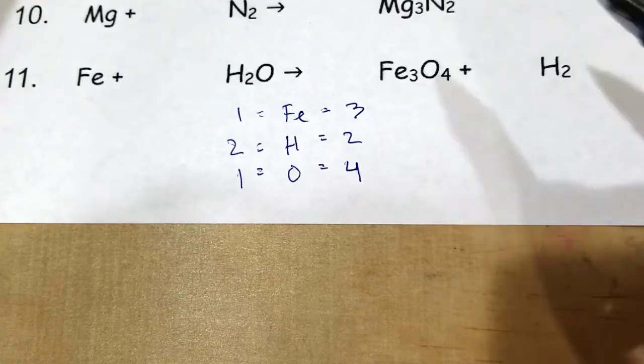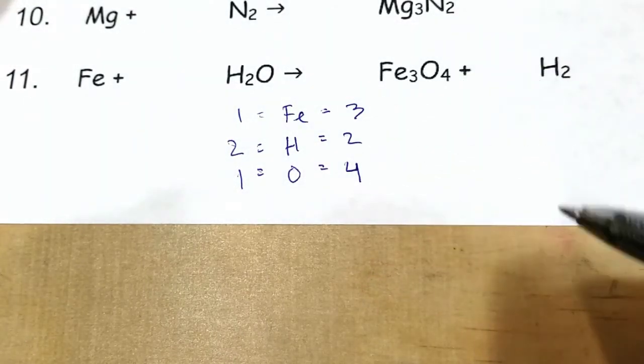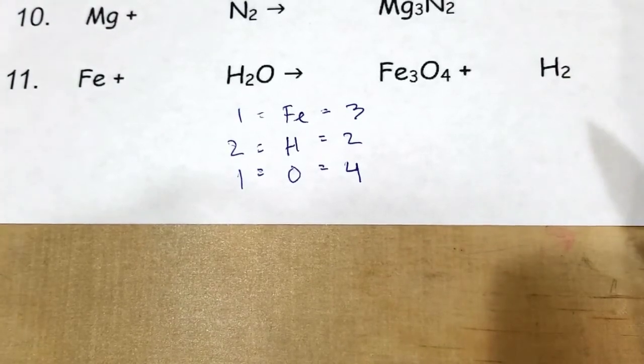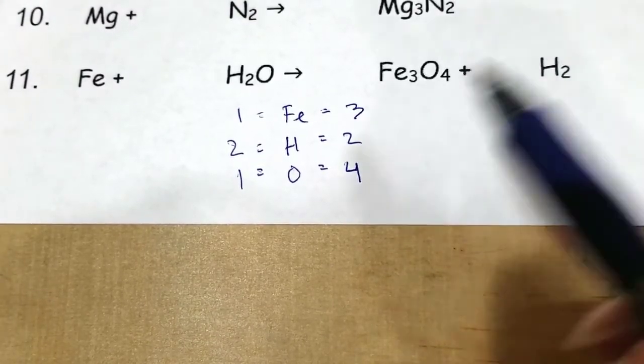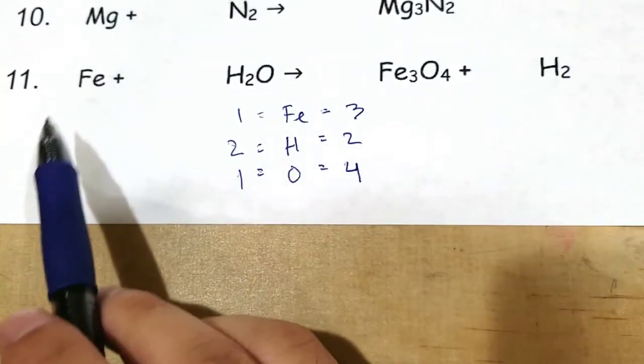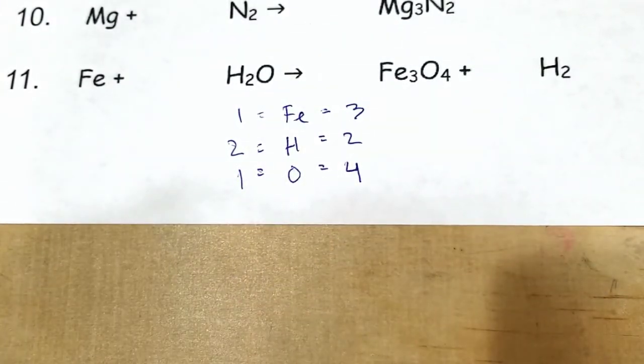So you can pick any of them. You can start with Fe or you can start with oxygen. That's totally your choice. I always recommend going for the larger formula. So notice oxygen is found in two larger formulas. I would recommend starting with that, because Fe is by itself, so the number can easily be adjusted as needed. So I would leave that one last. So we can do oxygen first.